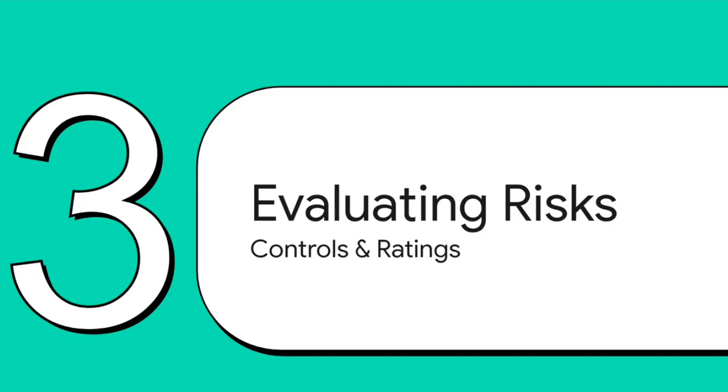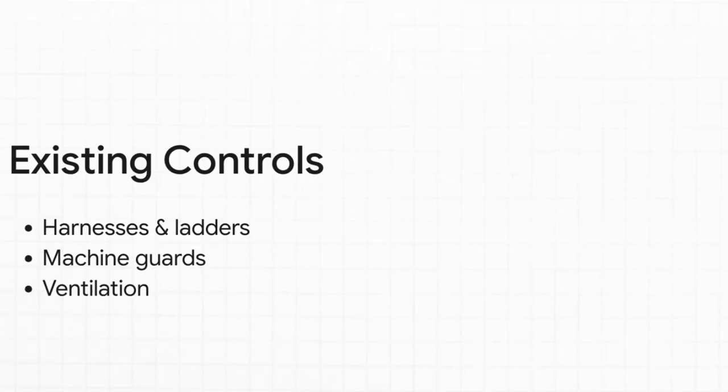Section 3. Evaluating the real risks, existing controls, and risk ratings. We gotta start by looking at Section 5, existing control measures. What do they actually have right now? Well, for height, they've got a permit-to-work system, full-body harnesses, and fixed ladders. For machinery, machine guards, emergency stops, and lockout/tagout procedures are in place. And for the dust, local exhaust ventilation, dust suppression, and basic PPE.